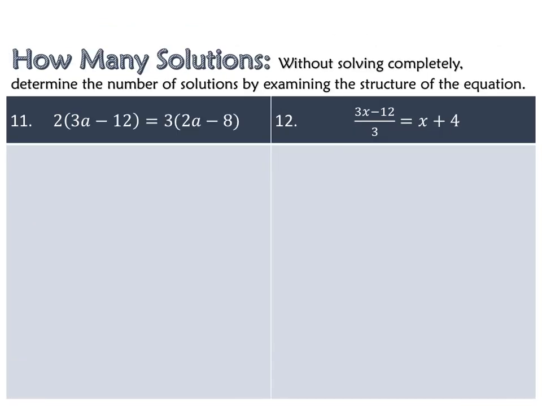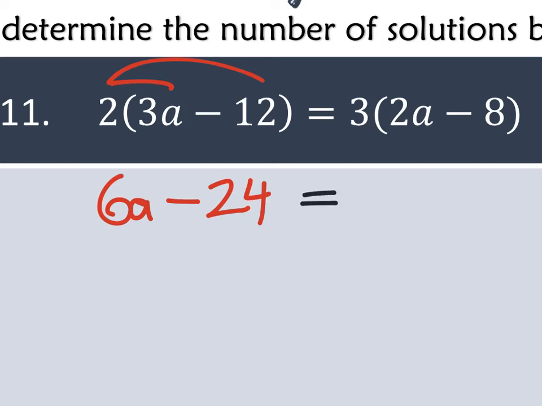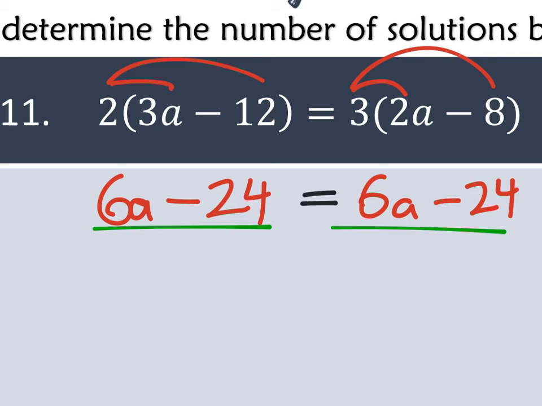All right, let's go ahead and take a look at these two. So number 11, we do have some distribution on this one. And 2 groups of 3a's would be 6a's. And 2 groups of negative 12 would be negative 24. It's going to equal, on the other side, 3 groups of 2a's, which is 6a's. And 3 groups of negative 8 is negative 24. Well, here again we have matching expressions on either side of the equal sign, so automatically we know that there are infinite solutions.